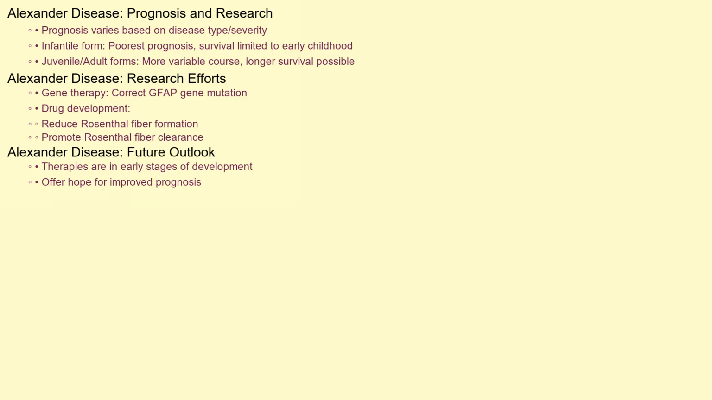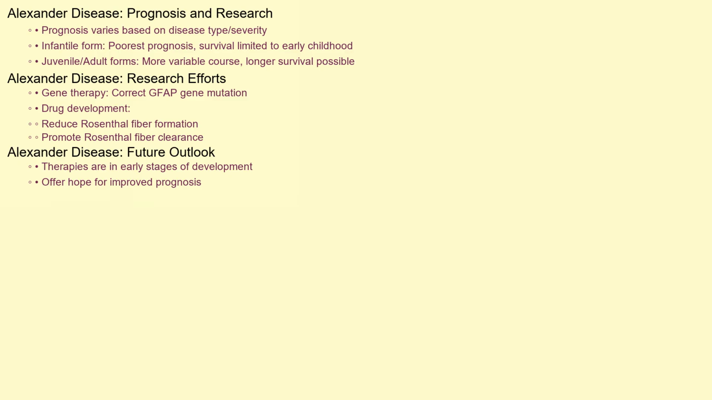The prognosis for individuals with Alexander disease varies depending on the type and severity of the disease. The infantile form typically has the poorest prognosis, with most affected individuals not surviving beyond early childhood. The juvenile and adult forms tend to have a more variable course, with some individuals living for many years with the disease.